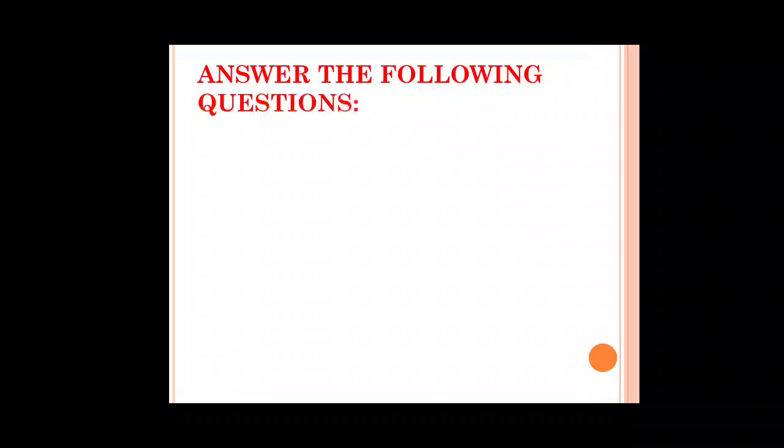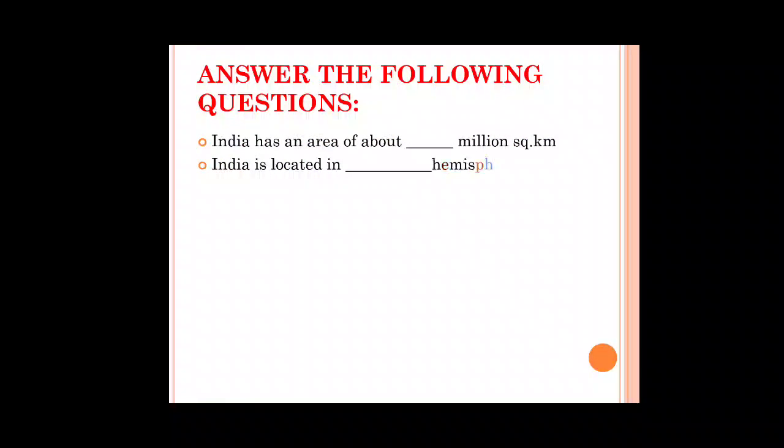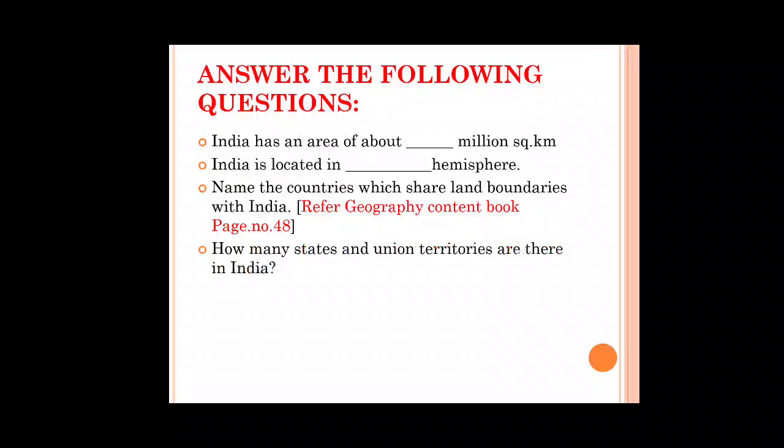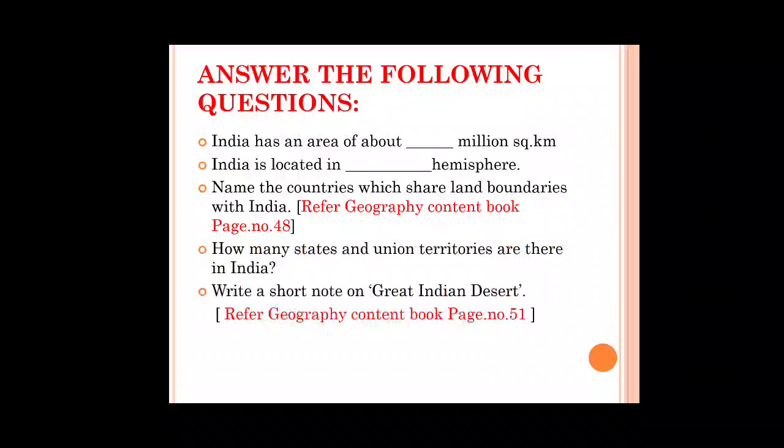So children, based on this video, there are few questions. Answer the following questions. India has an area of about dash million square kilometer. India is located in dash hemisphere. Name the countries which share land boundaries with India. For this question, you can refer your geography content book, page number 48 for answer. How many states and union territories are there in India now? Write a short note on Great Indian Desert or Thar Desert. For this question, you can refer your geography content book, page number 51 for answer.